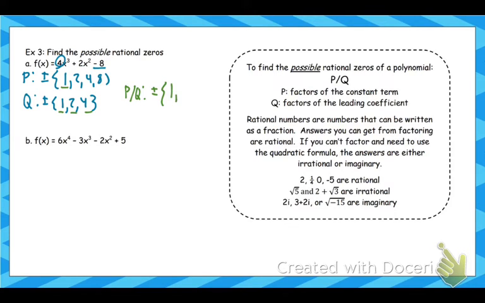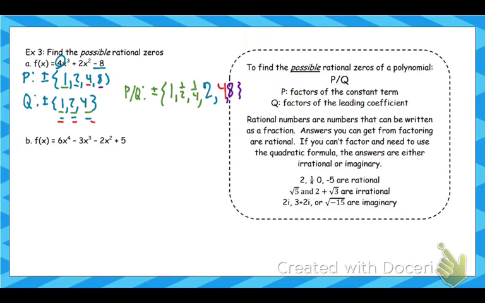So I've got 1, 1/2, 1/4. Then I'll take 2 and divide it by each Q. So I've got 2. 2 divided by 2 is 1, which is already on my list. And 2 divided by 4 is 1/2, which is already on my list. Okay, take 4 and divide it by each. The other ones are already there. And then take 8 and divide it by each. And those are all the possible rational zeros.